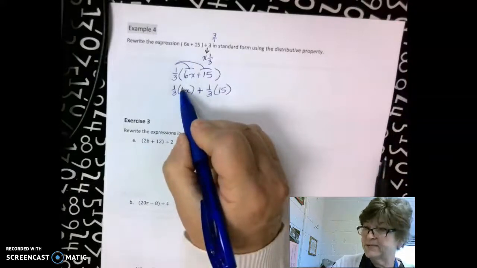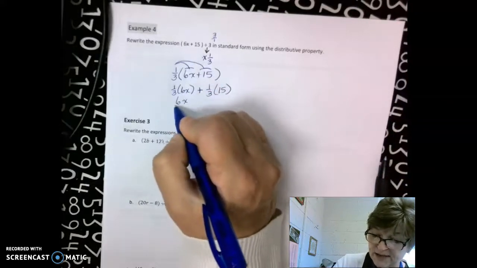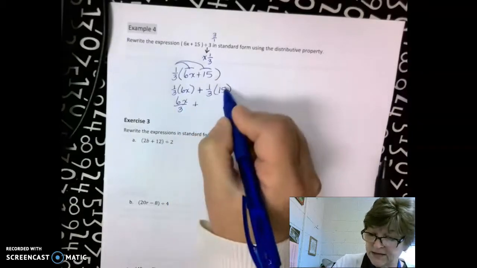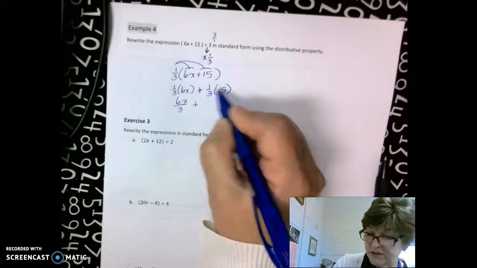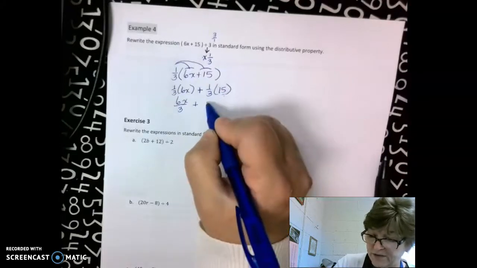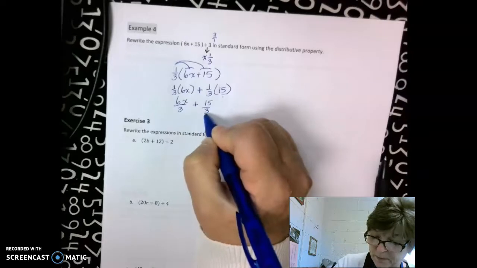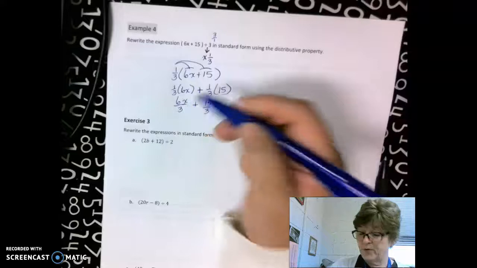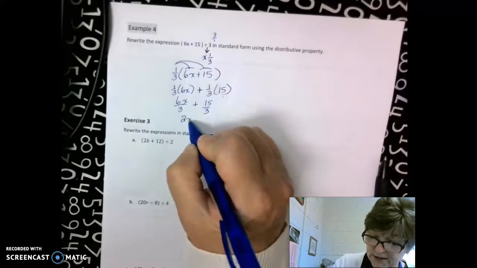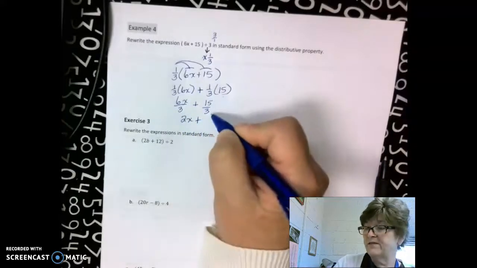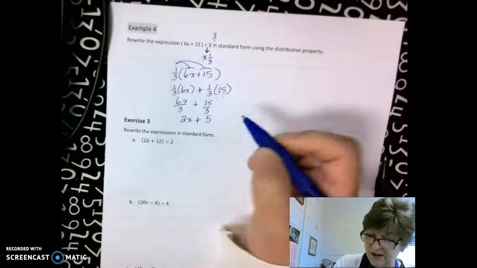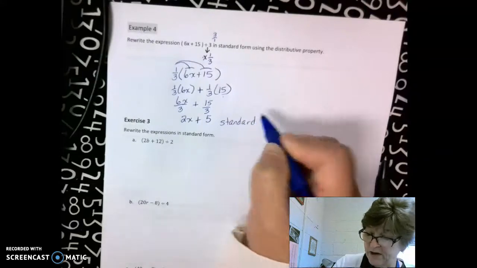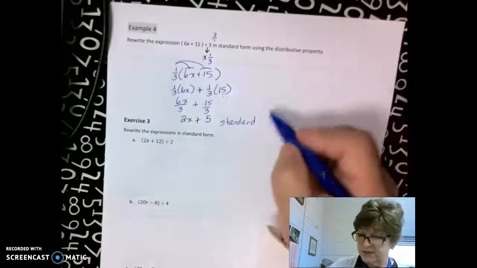So 1 times 6x, we've got this 6x over 3 plus, remember if you made this a fraction, you would end up with 15/3. So what is 6 divided by 3? You should have 2x plus 15 divided by 3 is 5. And this is the standard form because we have combined all the like terms.